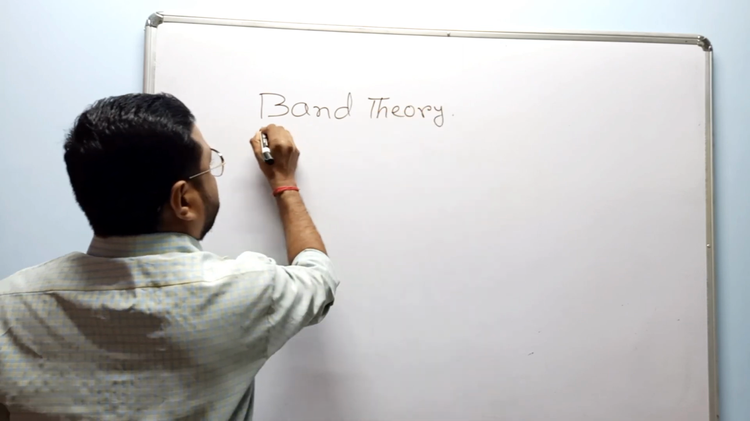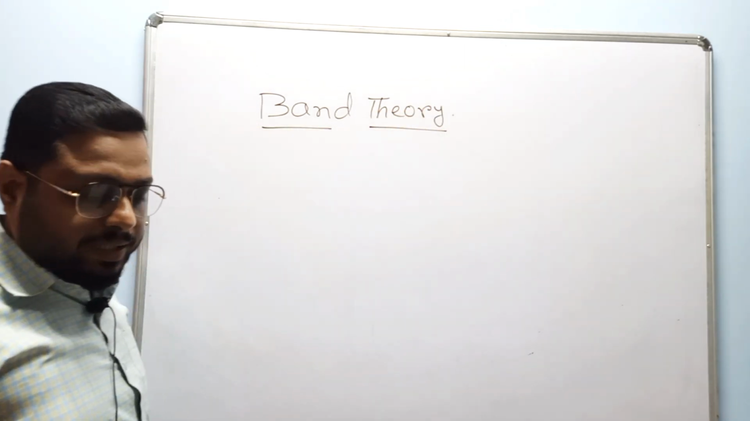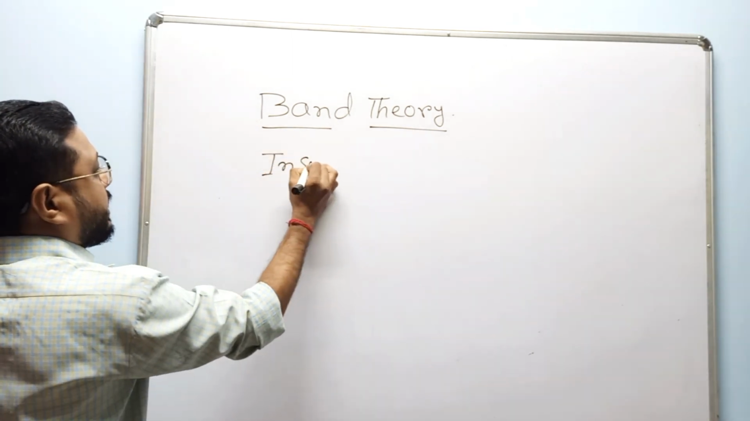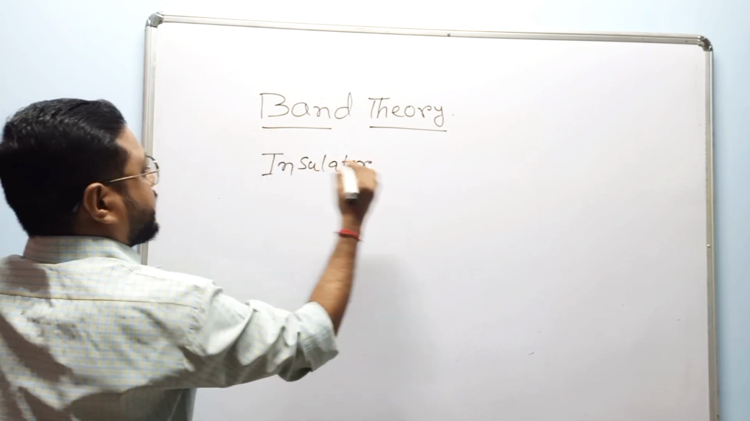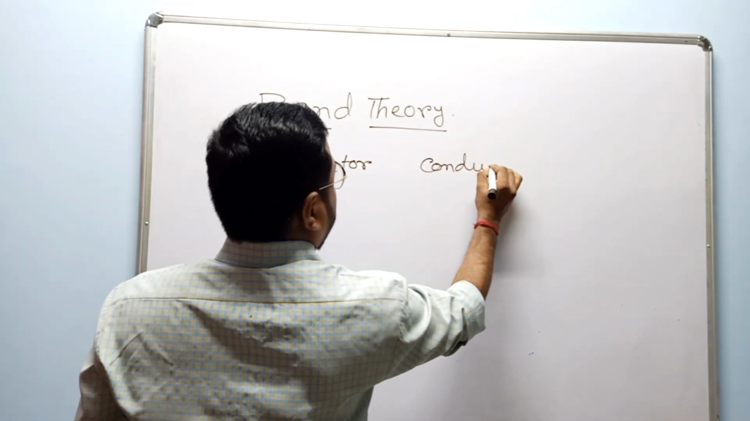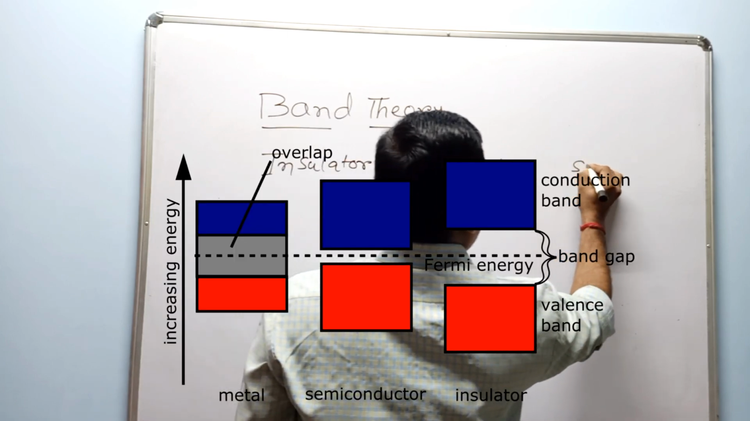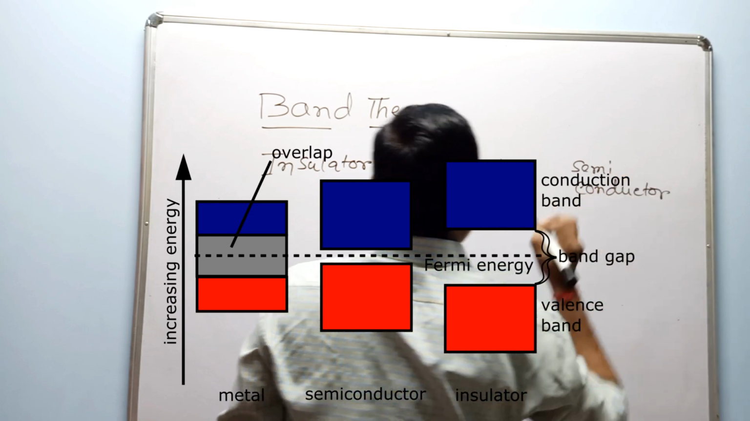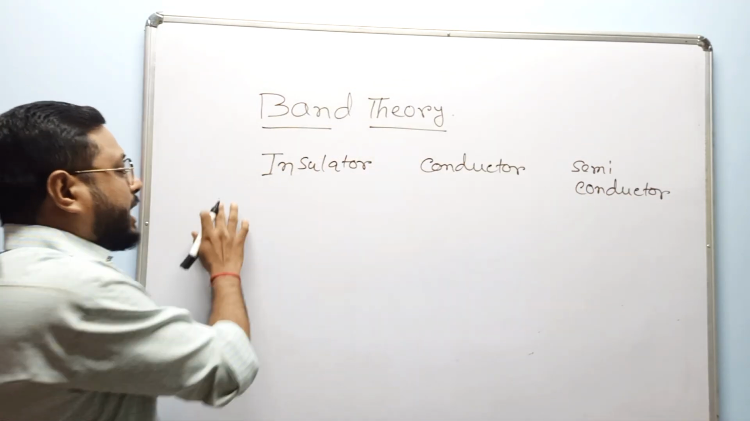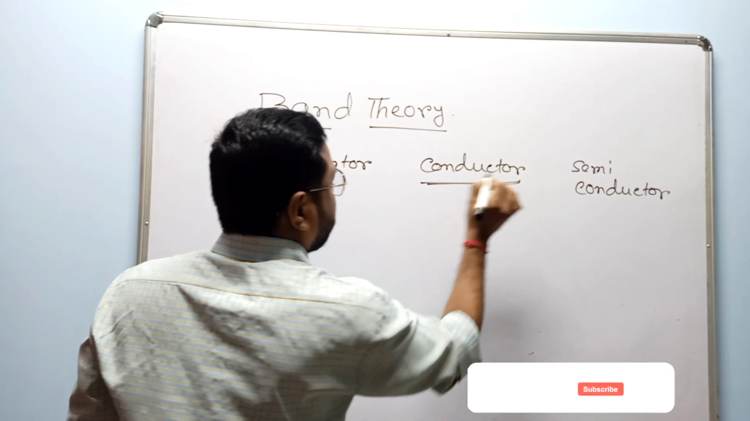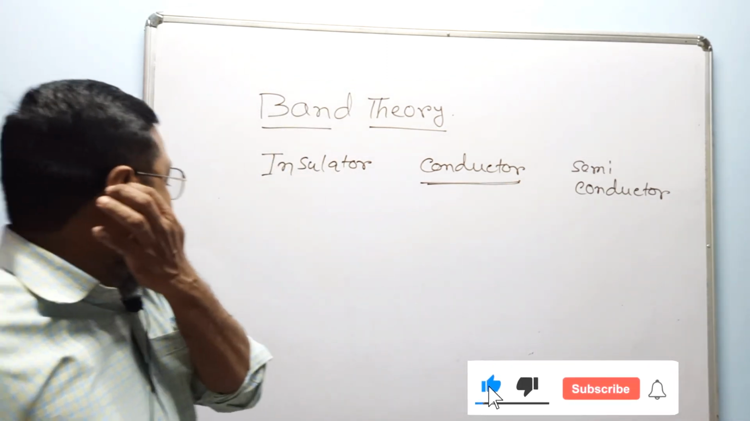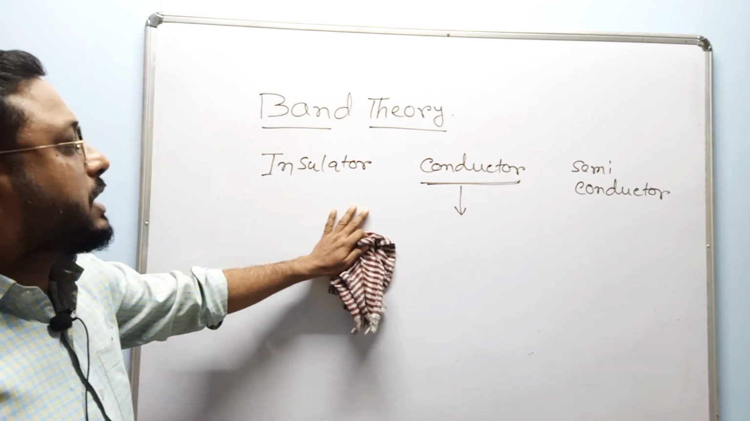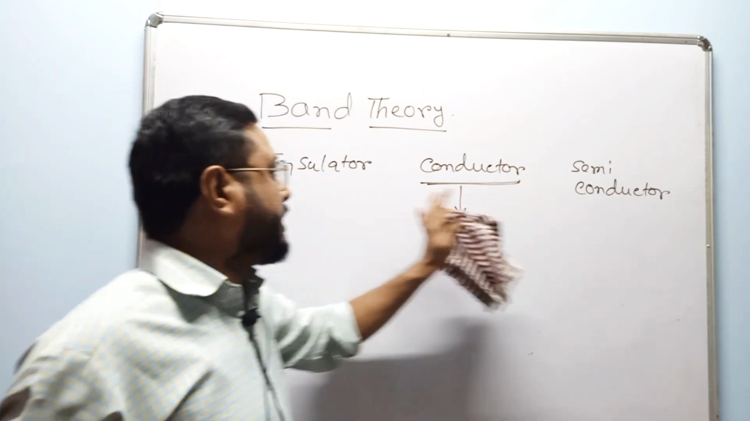So we know that there are three types of substances. One is insulator, conductor and semiconductor. But if I ask you why conductor means the one which conducts current effectively, insulator does not conduct current and semiconductor conductivity is between conductor and insulator.